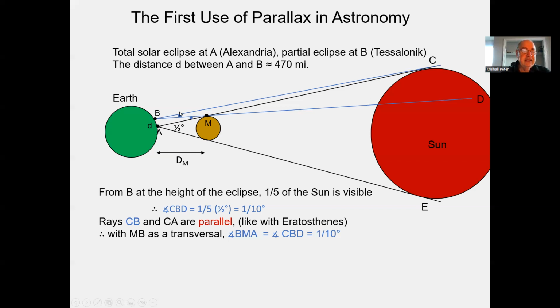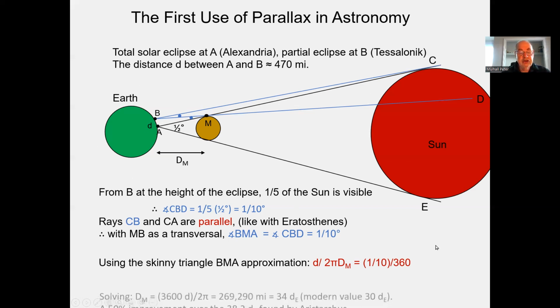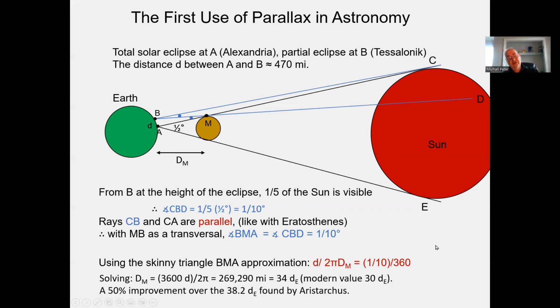So a tenth is to 360, as d, the straight line distance, is to 2 pi, the distance to the moon, right? The circle that this thing is on. We cross multiply, and of course he can write any distances.